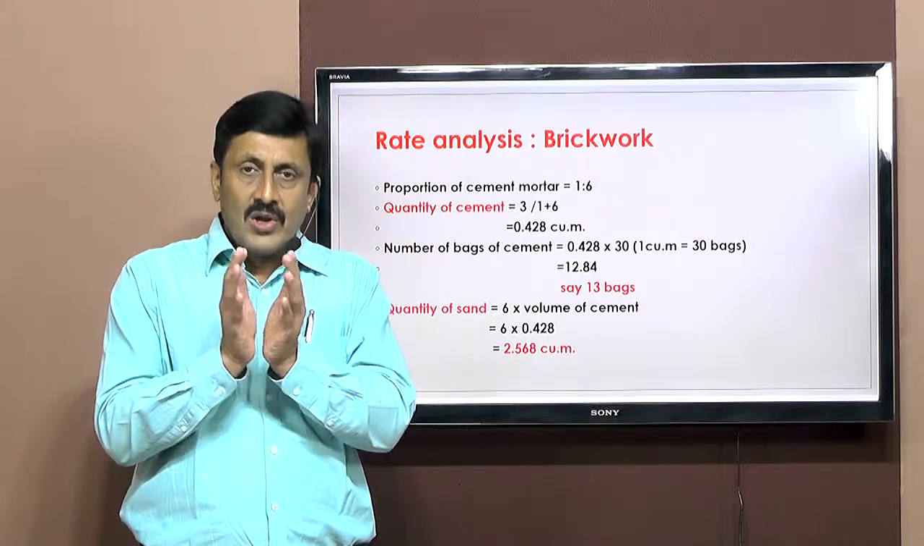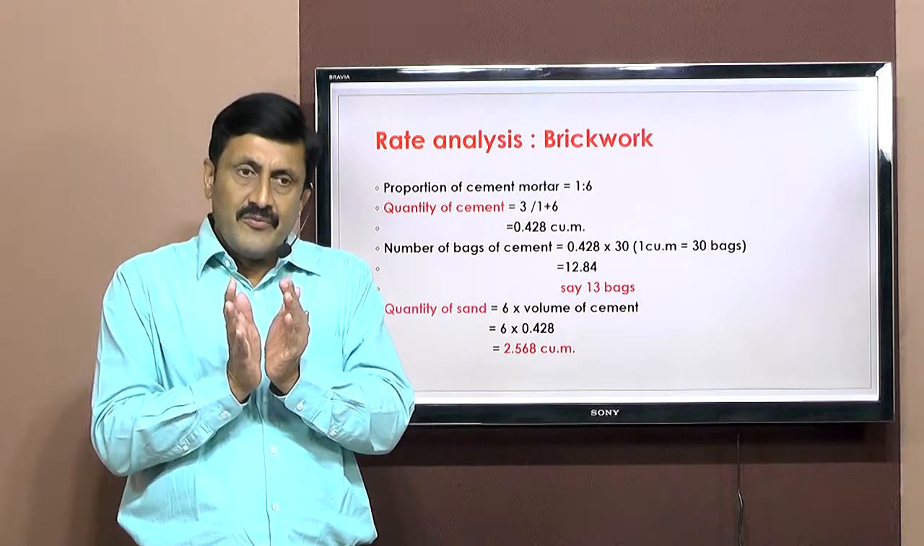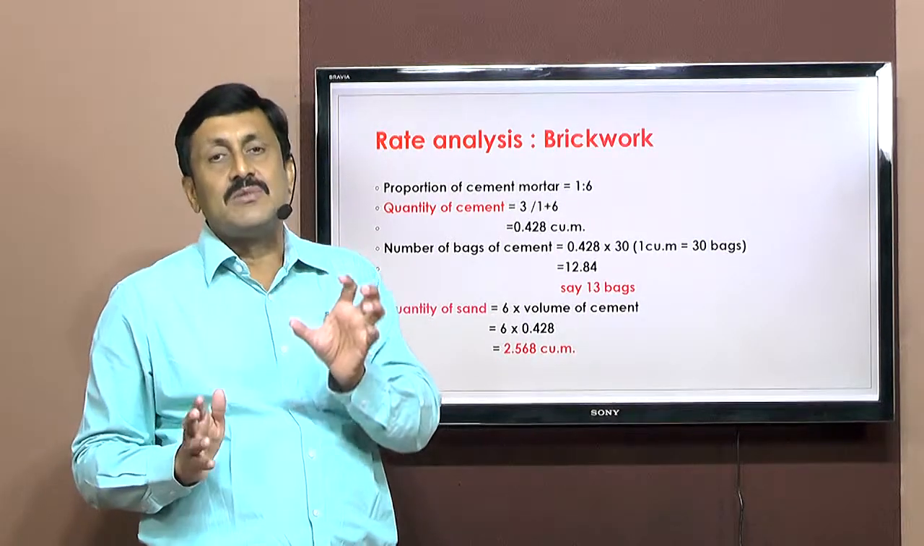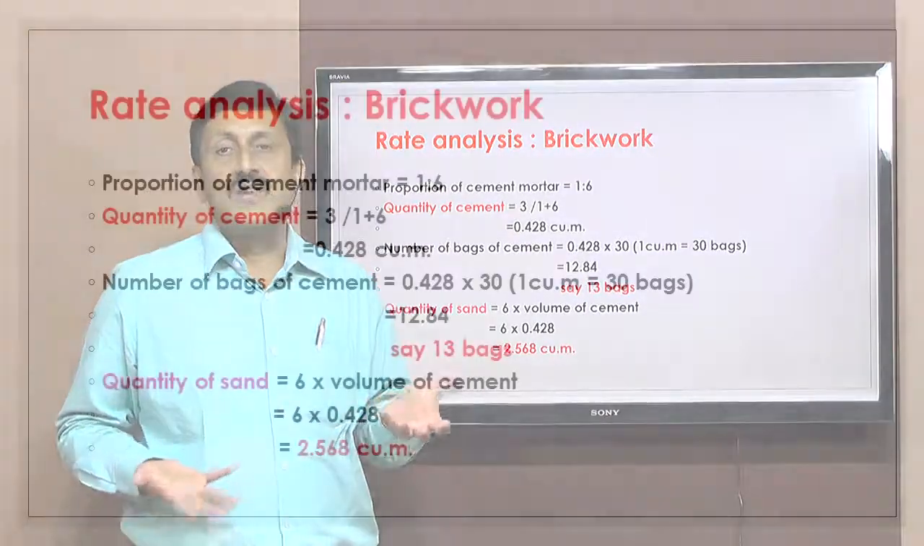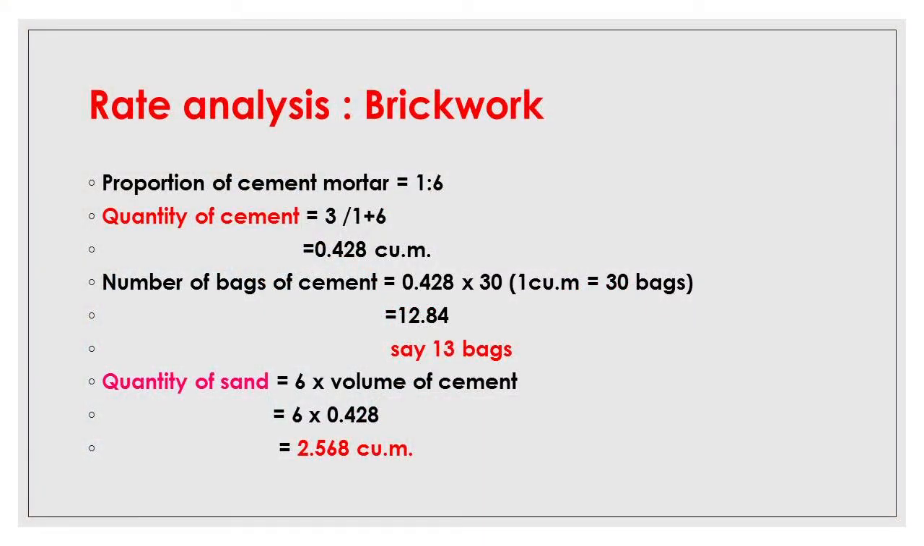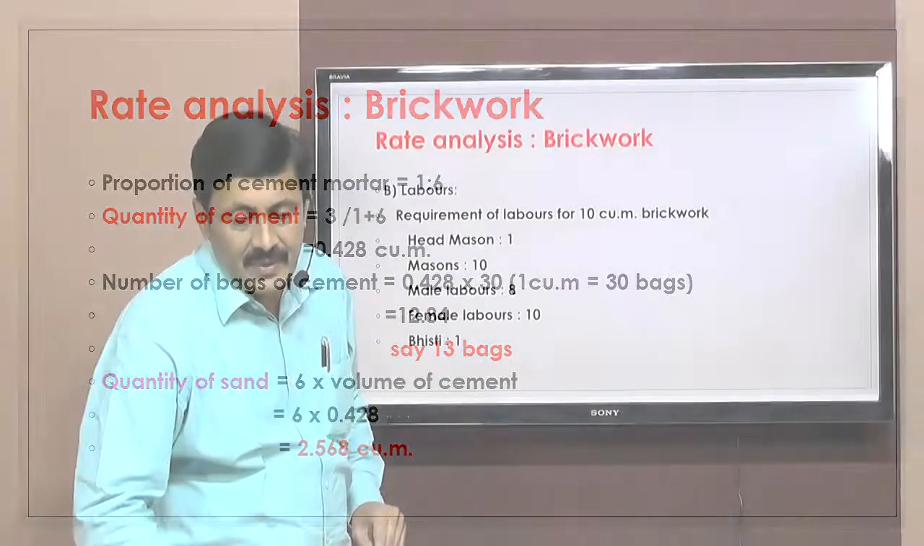So more or less we have finished with the first part of A, that is material part. We have calculated the quantities of materials which are required for 10 cubic meter brickwork. So we calculated we need 5000 bricks for this 10 cubic meter brickwork. We need 13 bags of cement for this 10 cubic meter brickwork, and we need 2.568 cubic meters sand for this 10 cubic meter brickwork.